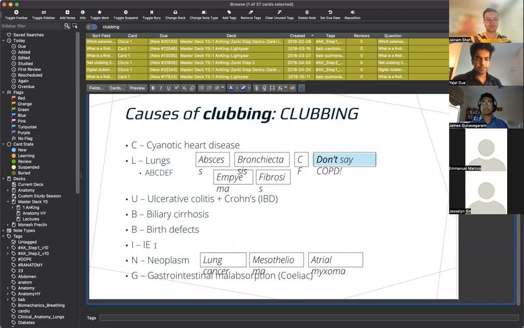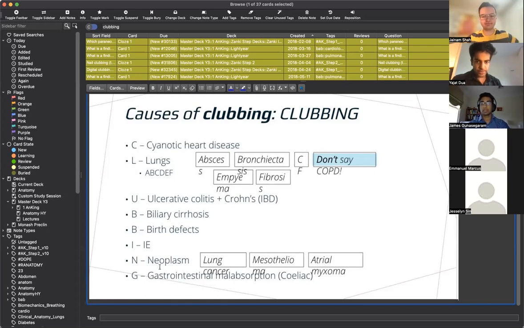And then infective endocarditis, also in heart disease. But the L is the important part, I'd say, which is in lungs. And you've got A, B, C, D, E, F. So abscesses, bronchiectasis, cystic fibrosis, don't say COPD, empyema, and fibrosis. So all of these are relatively lower yield conditions, except for maybe cystic fibrosis for year 2 level. But yes, don't say COPD.